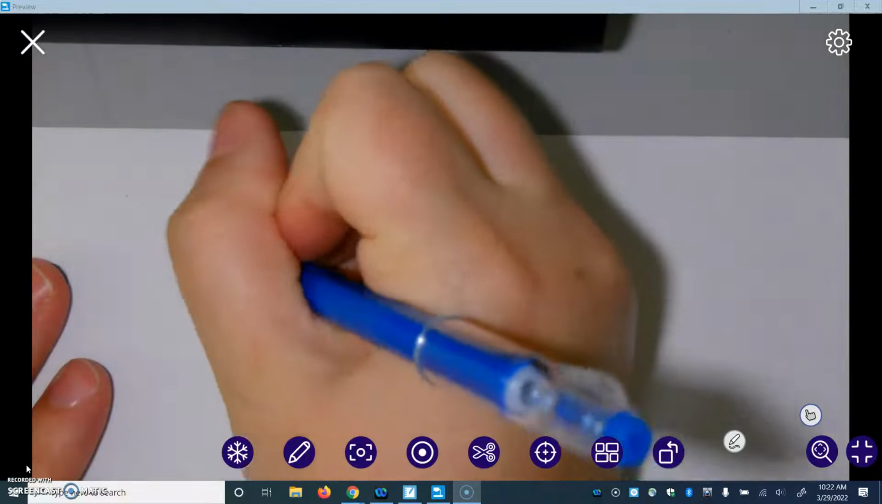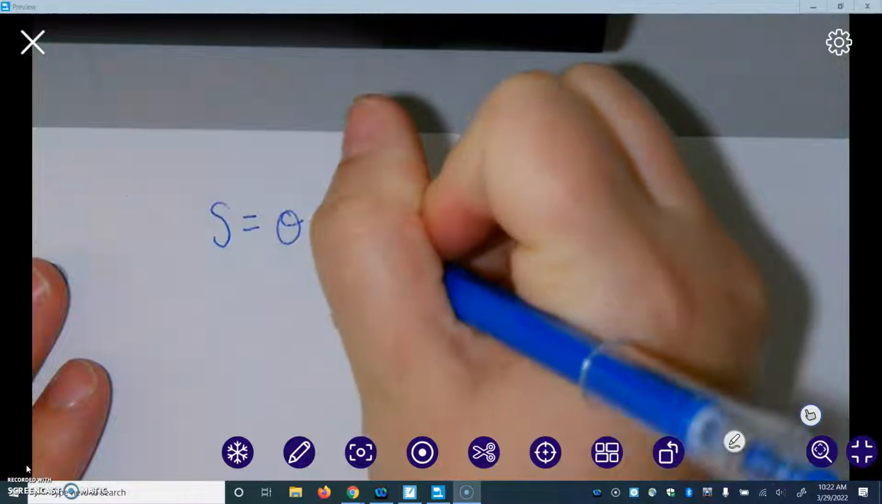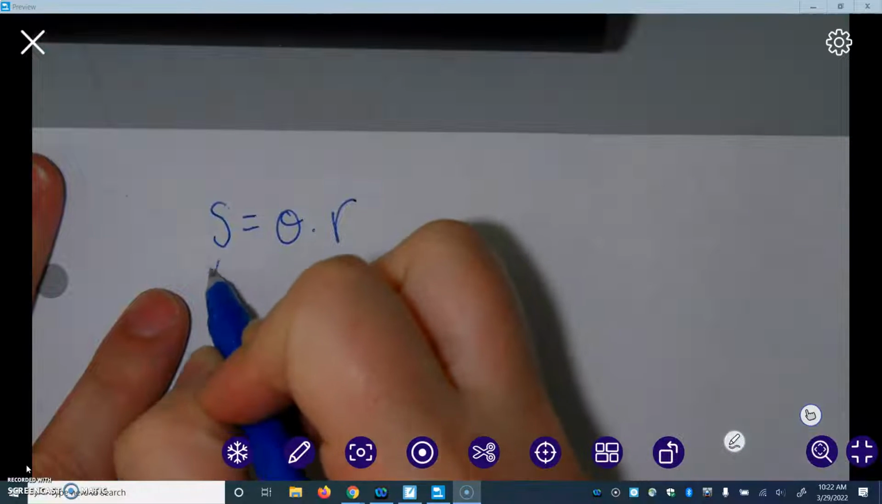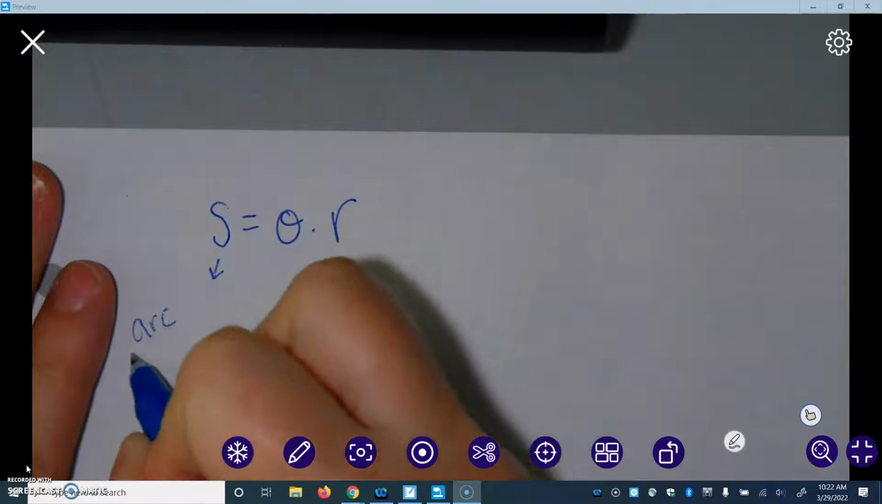Hey guys, in this video we're going to go over finding the arc length. There's a formula that we're going to use for every single one of these problems. So go ahead and write that formula down. S stands for the arc length.